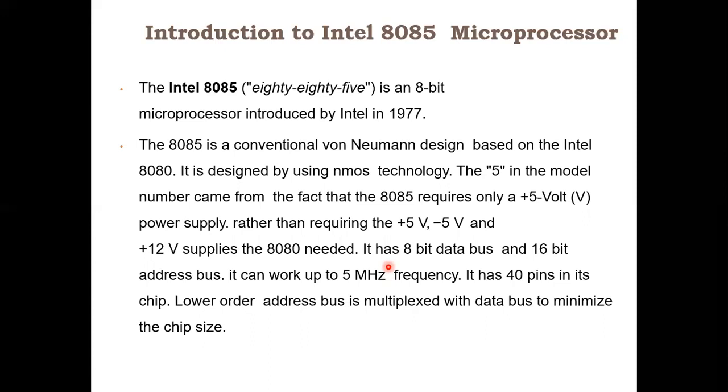It requires only 5 volts, rather than the plus 5 volt, minus 5 volt and plus 12 volt that the 8080 needed. It has an 8-bit data bus and a 16-bit address bus. It can work up to 5 megahertz frequency. It has 40 pins in its chip. The low order address bus is multiplexed with the data bus to minimize the chip size.